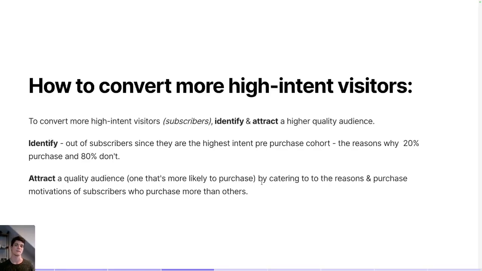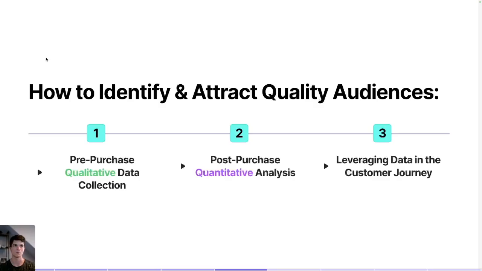So remember earlier I said to improve conversions, you need to improve the pre-purchase experience, and to do that, you need to know what's working and what isn't about the pre-purchase experience. That's what attracting a quality audience is all about. We want to be able to understand what's working about the pre-purchase experience and why people are converting in the first place, and then catering to those specific reasons. And so then the question becomes, well, how do we identify and attract a higher quality audience?